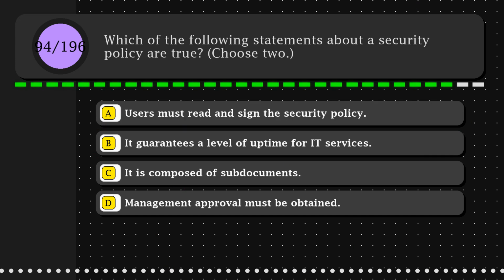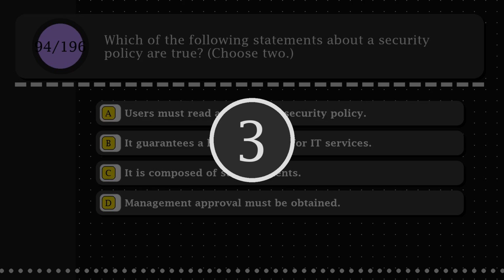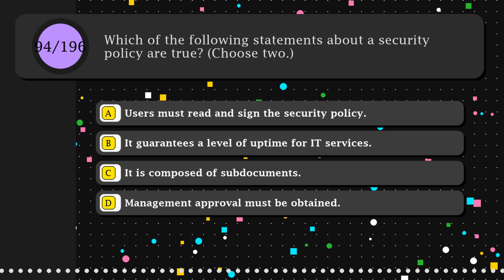Question 94. Which of the following statements about a security policy are true? Choose 2. Option A, users must read and sign the security policy. Option B, it guarantees a level of uptime for IT services. Option C, it is composed of subdocuments. Option D, management approval must be obtained. The correct answer is option C, D.